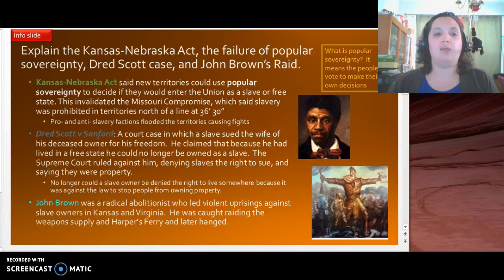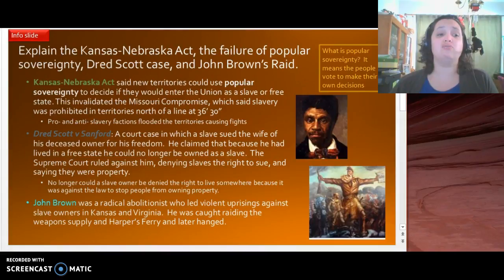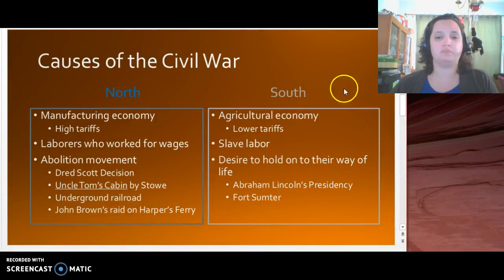You also have John Brown, who was a radical abolitionist, and here's a picture of him painted as larger than life. He wasn't really like super tall or anything. But he was not only against slavery, he led violent uprisings against slave owners in Kansas and Virginia. And he actually took a group of slaves to Harper's Ferry in Virginia to raid their weapons supply and was caught and later hanged. But this really made the South angry.